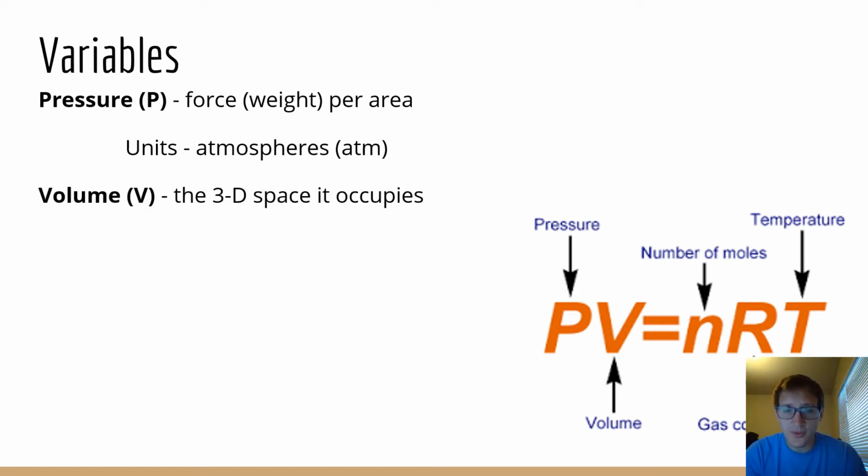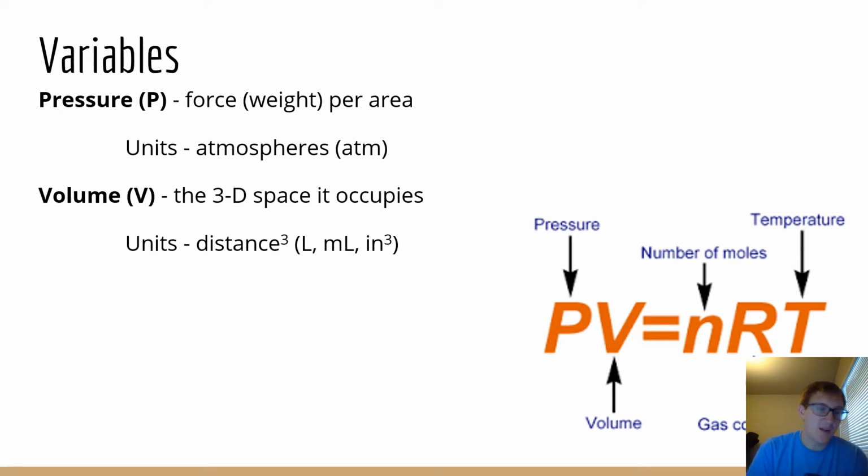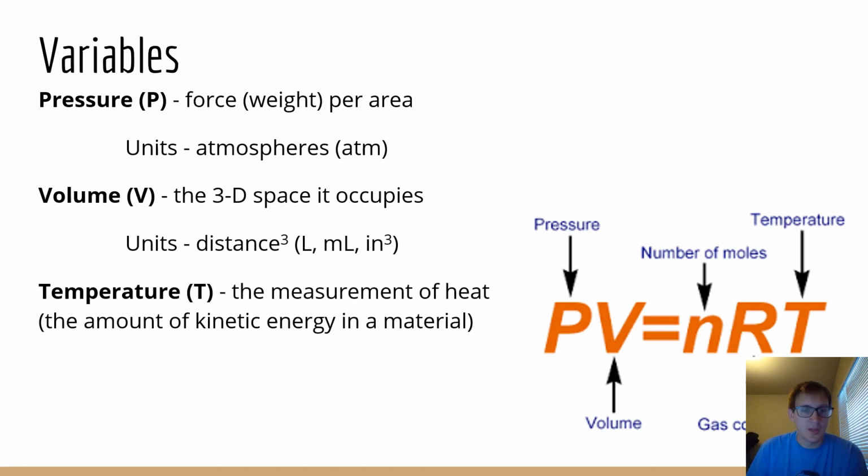Volume is the 3D space that something occupies. We're talking about air here, so the 3D space that air is occupying. For this, we use distances cubed, usually inches cubed or feet cubed. Most of the time for our volume, we end up using the metric system, which is liters or milliliters, mostly because they're easier to use than things that are cubed.